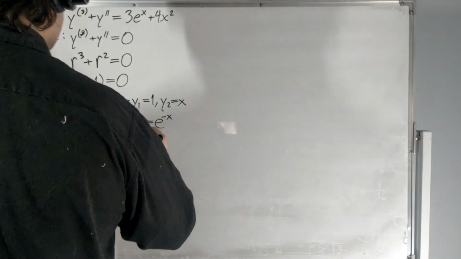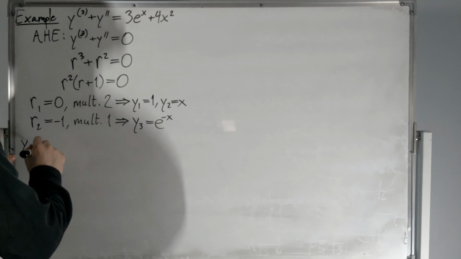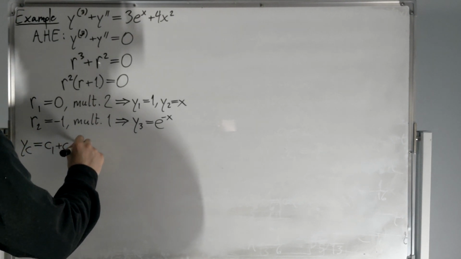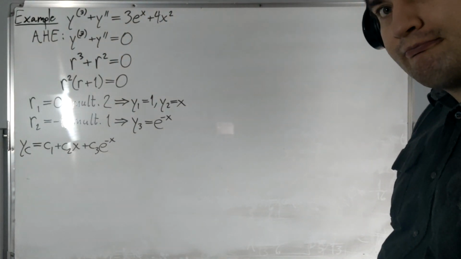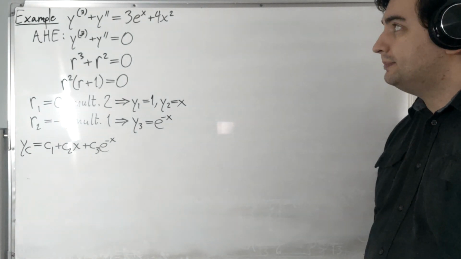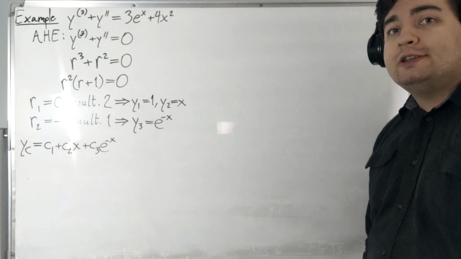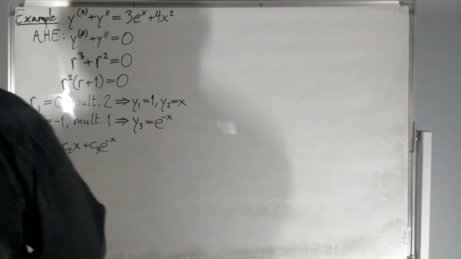Okay, so then our complementary family is going to be c1 plus c2x plus c3e to the negative x. All right. Now let's talk about the particular solution, because we're going to have to come up with a guess, right?